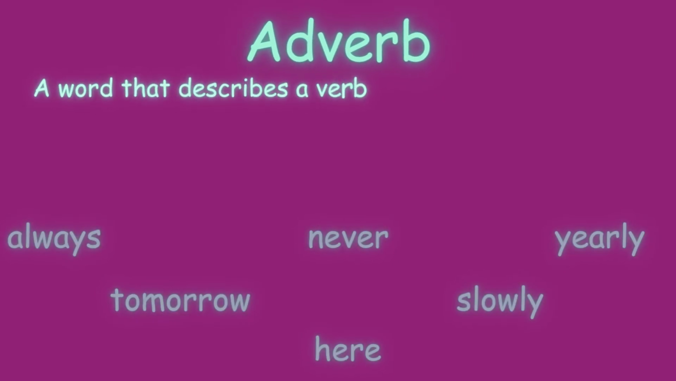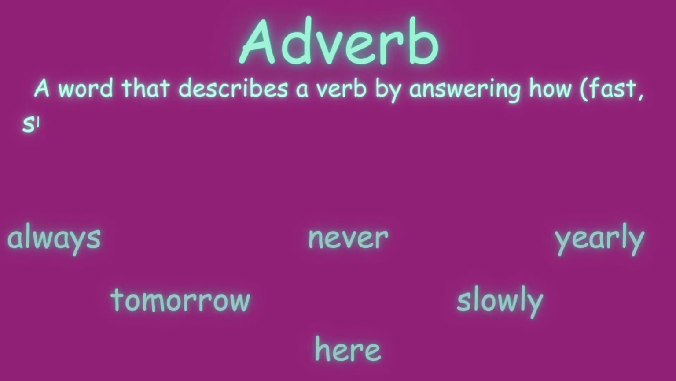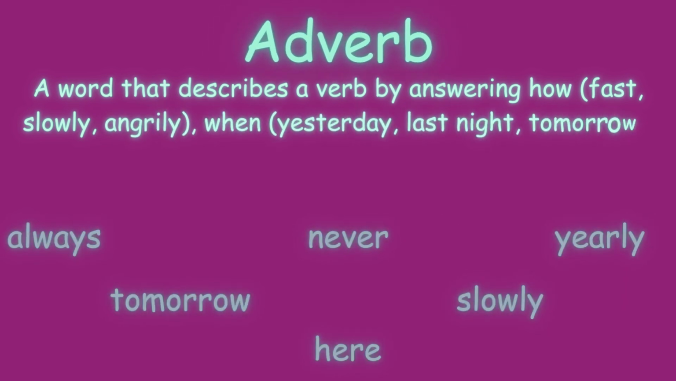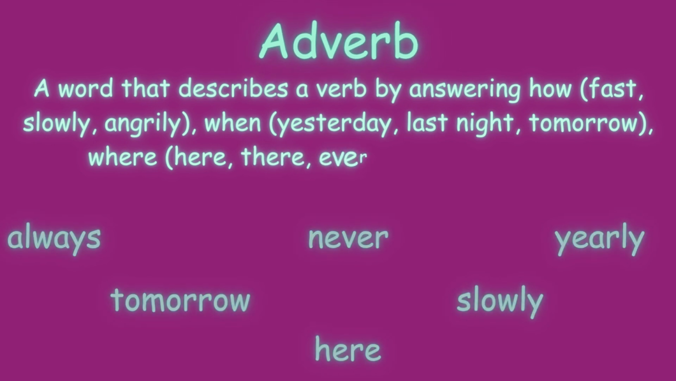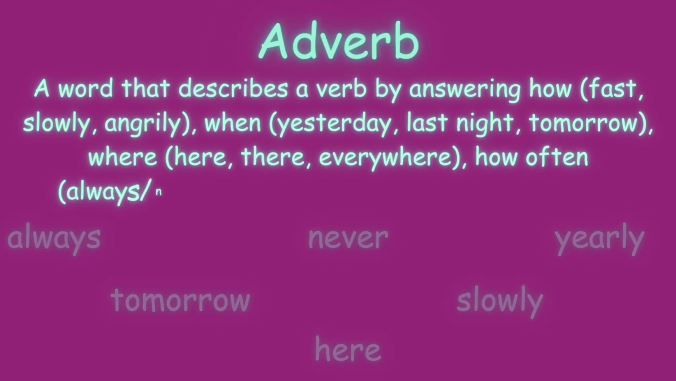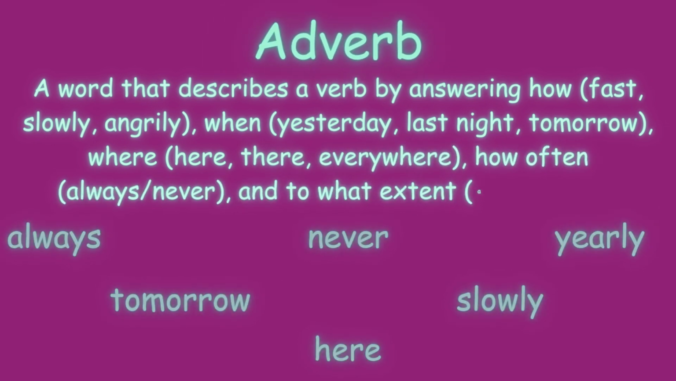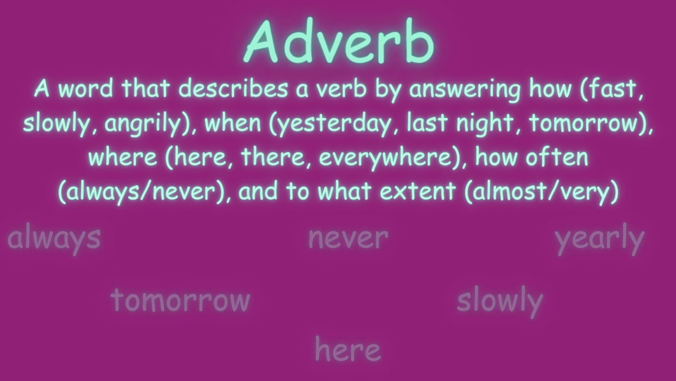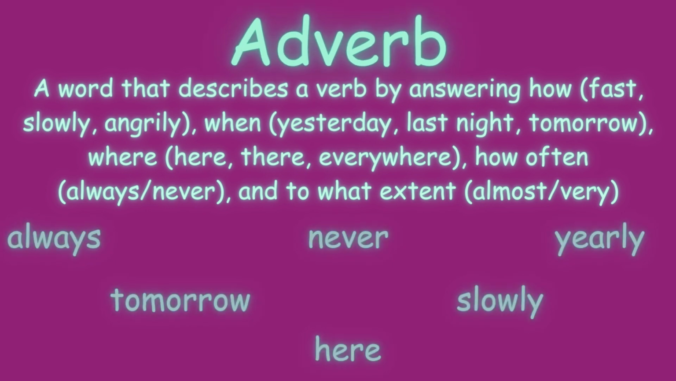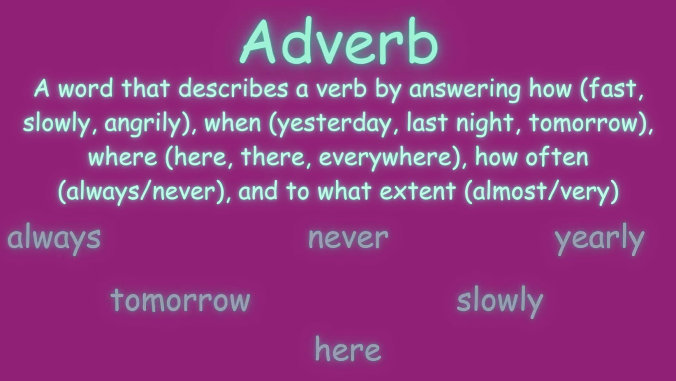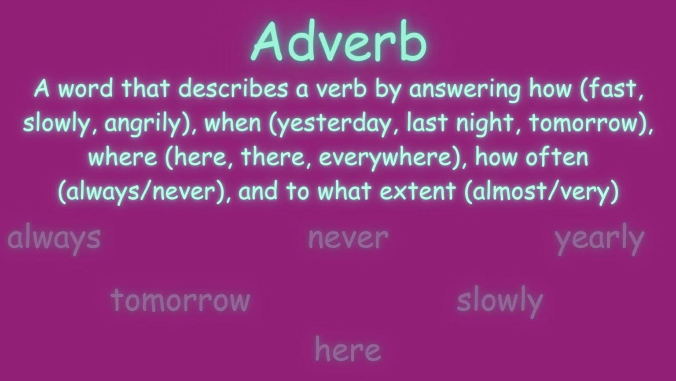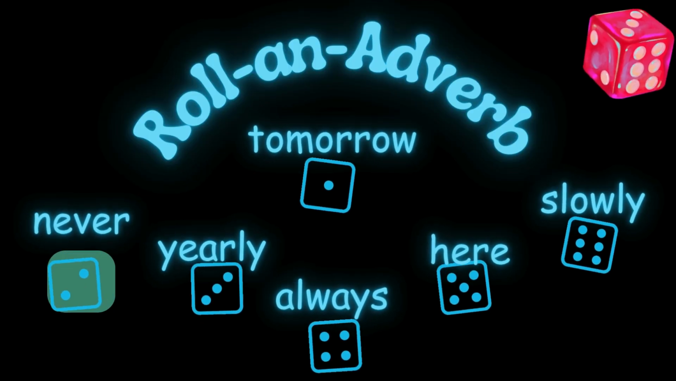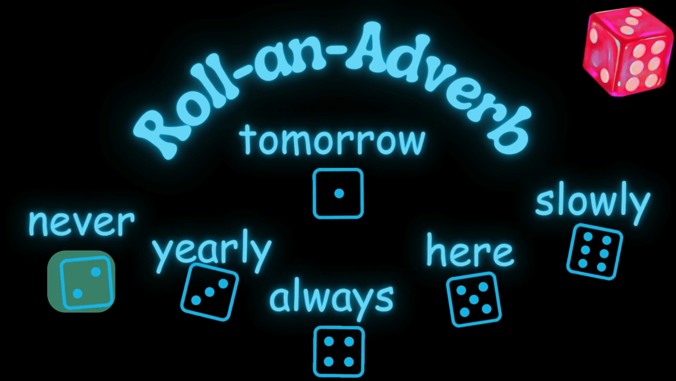So just like the adjective describes the type of noun we're using in your sentence, the adverbs help to describe the verb or verbs in the sentence. It often answers 5 questions. Like, how did it happen? Angrily or slowly? When did it happen? Like yesterday or right now? Where did it happen? Like here or there? How often did it happen? Like always or never? And to what extent did it happen? Like almost or very? The first time we rolled for an adverb, we rolled a 2 and got the word never.